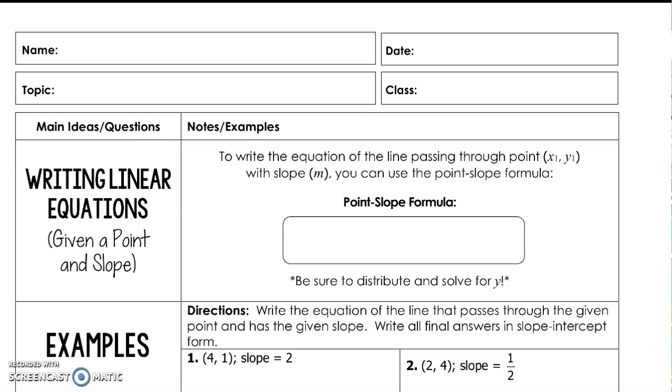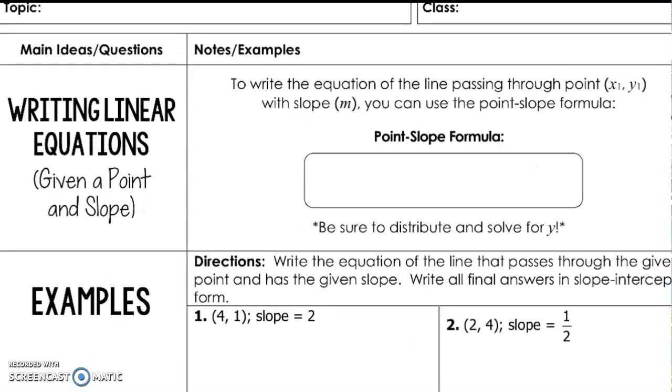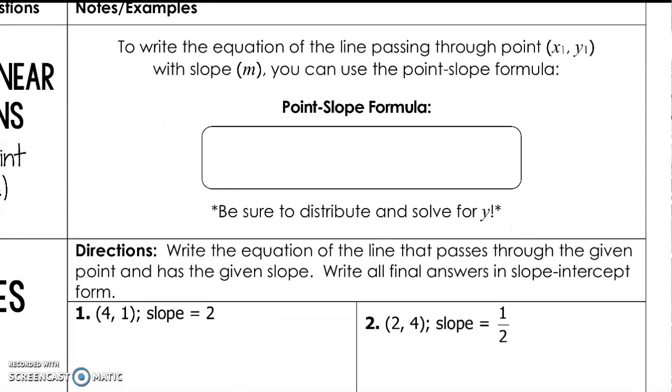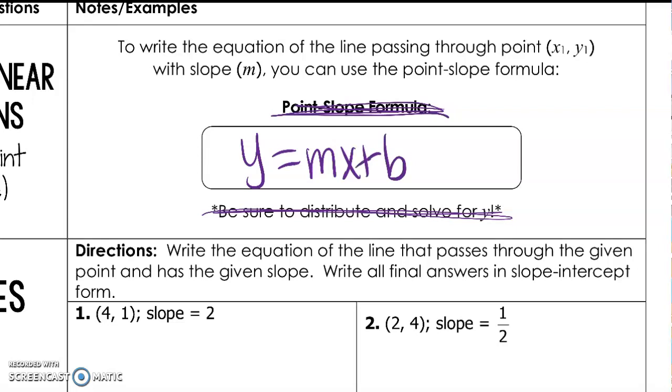On page 4-15, we are going to learn how to write an equation of a line when we are given a point and a slope. We did it before where we were given the y-intercept and the slope and we just plugged it right in, and we also found it from a graph by counting. This one they're just going to tell us. We are not going to use the point-slope formula, so this down here is not going to be important. We are still going to use slope-intercept form, so y equals mx plus b.